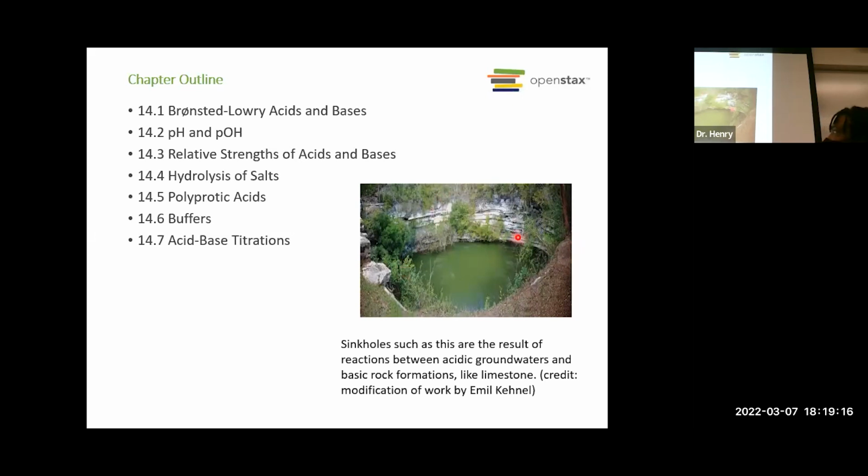Yeah, so basically the rock formations are going to be your base, because if you test them, they're going to have pHs greater than 7. So for instance, limestone.